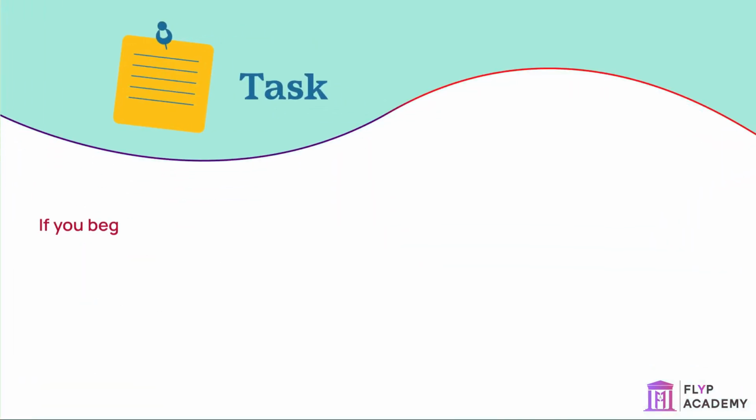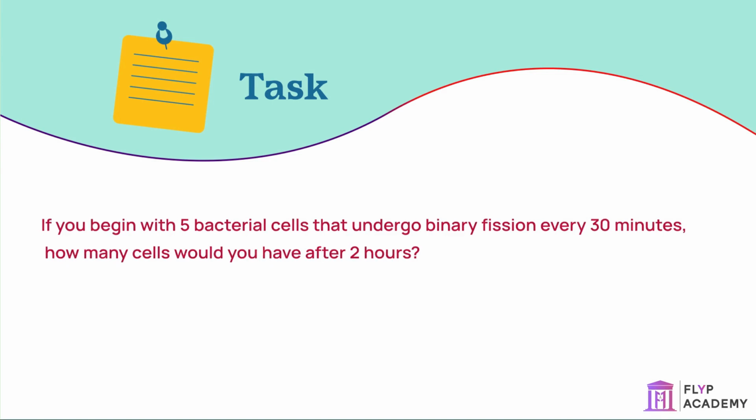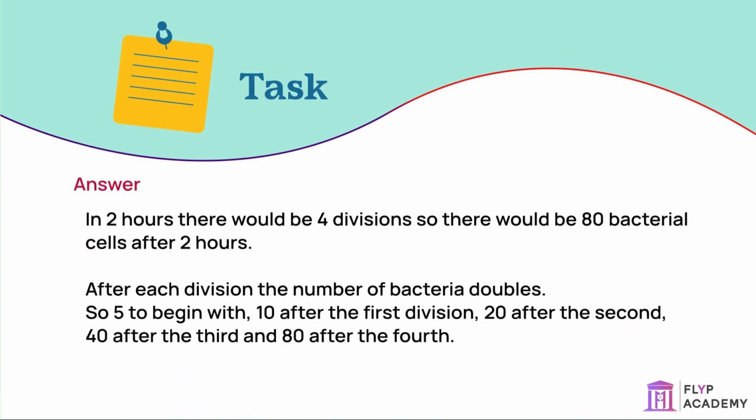Task: if you begin with 5 bacterial cells that undergo binary fission every 30 minutes, how many cells would you have after 2 hours? In 2 hours, there would be 4 divisions, so there would be 80 bacterial cells after 2 hours. After each division, the number of bacteria doubles. So 5 to begin with, 10 after the first division, 20 after the second, 40 after the third, and 80 after the fourth.